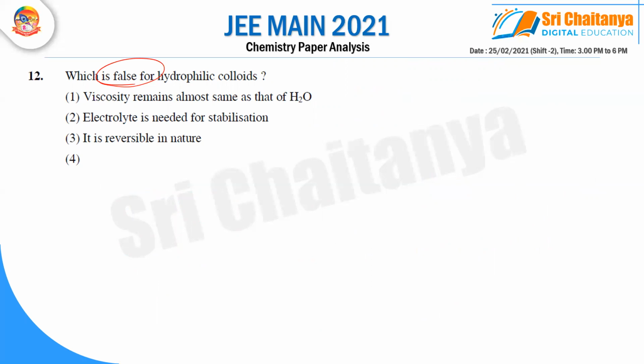So when there's an affection, or when there's a strong bonding, that will make things slow. So viscosity of hydrophilic sols is greater than the dispersion medium. They are asking for the false statement, so option number 1 is false.